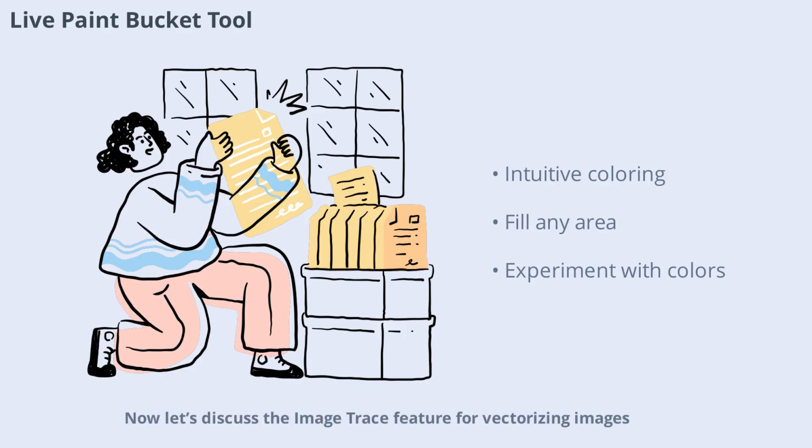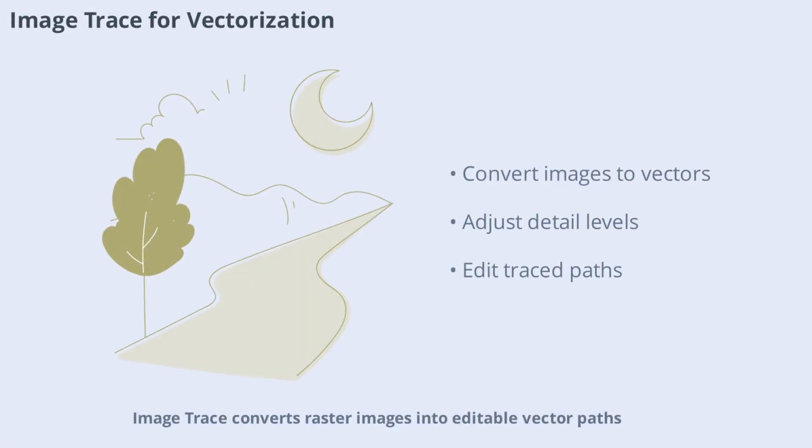Now let's discuss the Image Trace feature for vectorizing images. Image Trace converts raster images into editable vector paths. This is incredibly useful for turning sketches, logos, or photos into scalable artwork. You can adjust the tracing settings for different levels of detail, from simple silhouettes to complex illustrations. Image Trace is perfect for logo design, digitizing hand-drawn art, or creating vector assets from photos. Once traced, you can edit the paths just like any other vector object.